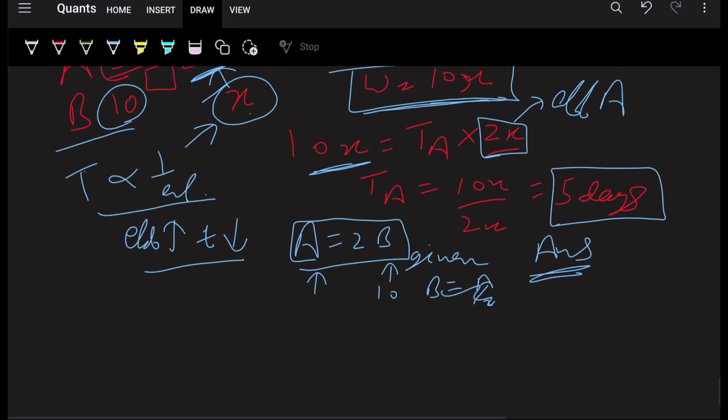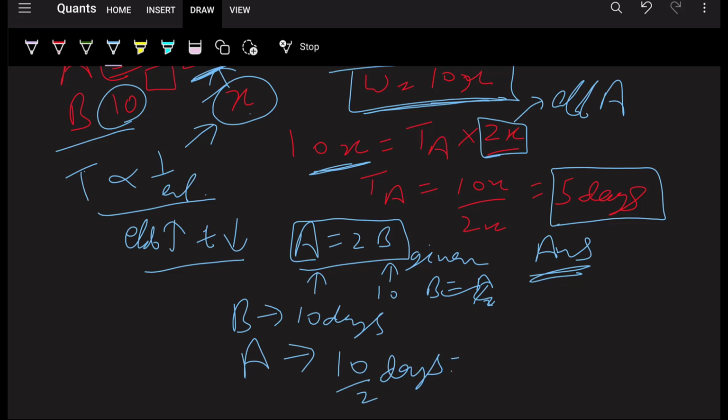If it is 2 times, then it will take half the days as B. So B is taking 10 days now, and A will take 10 divided by 2 days, which is equal to 5 days. Why? Because A is twice as efficient as B, and we know that time period is inversely proportional to efficiency. So A will take half the time taken by B.